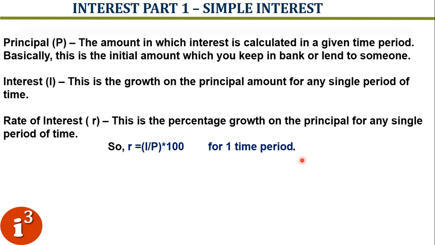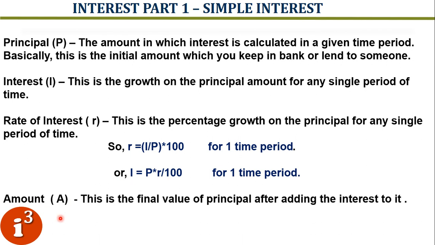So from this formula, I, that is the interest which you get, is the rate percentage of principal, P into R by 100. Means if you are given that your principal is 1000 rupees and it grows by 10% every year, then 10% means 1000 into 10 by 100. So it will grow by 100 rupees per year. So this is the interest.